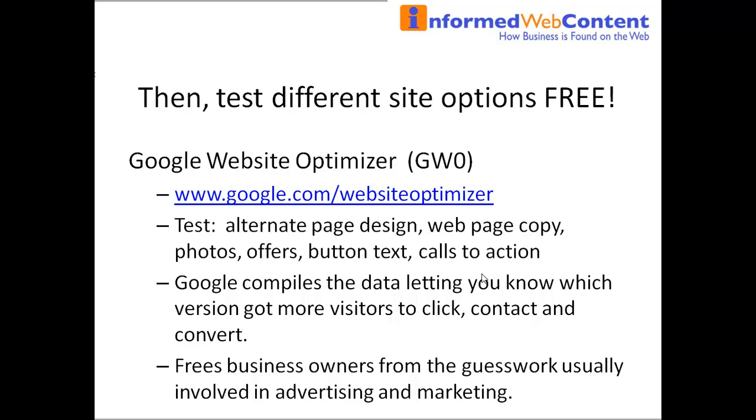Google also offers a great tool called the Google Website Optimizer. Now here, you can put out there different versions of your website with different headlines, different page copy, photos, button text, calls to action, and it tells you which got the most results and most clicks.